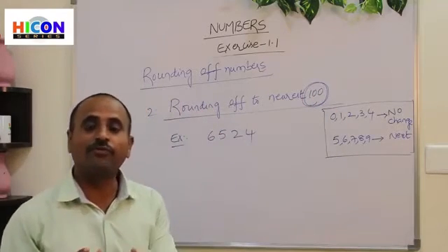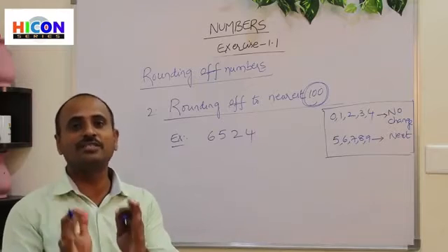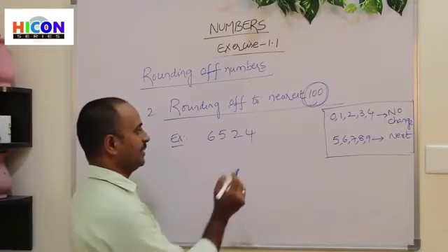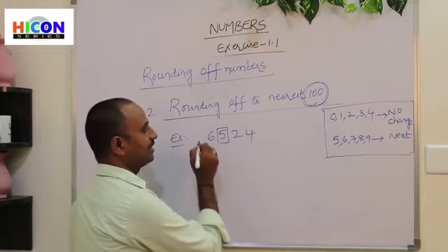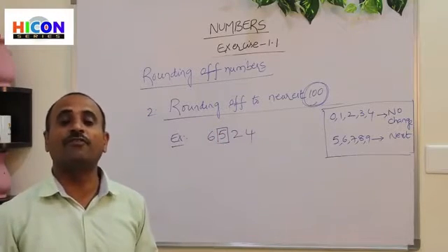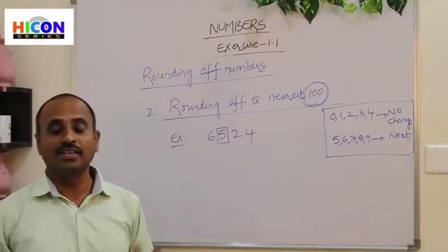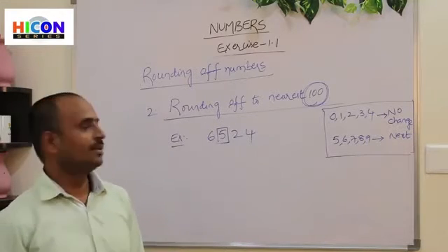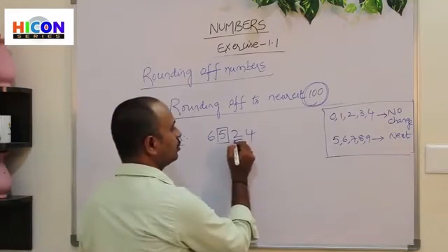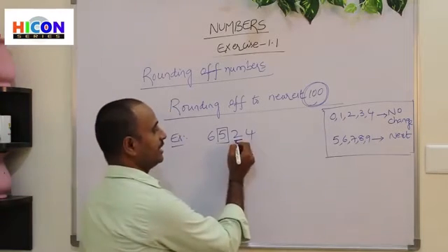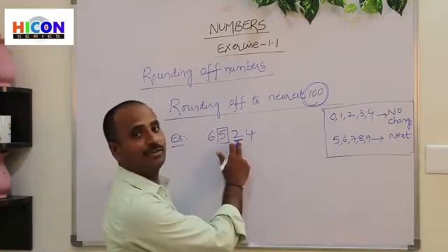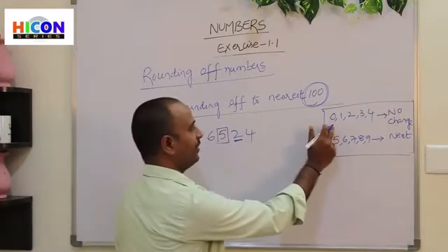That's why we have to find the digit present in the hundreds place. Ones, tens, hundreds. So 5 is present in the hundreds place. That means there are 5 hundreds. Next, check the next digit to it. The next digit is 2, and this is less than 5.